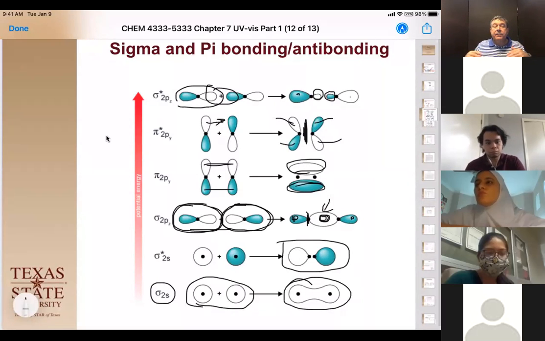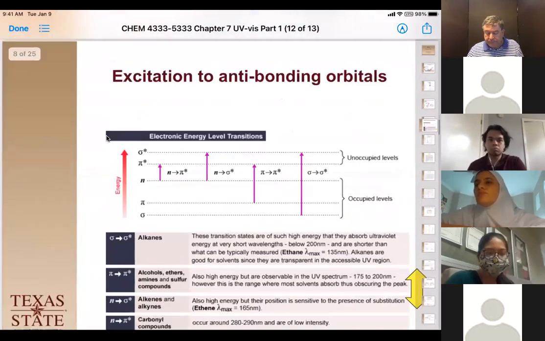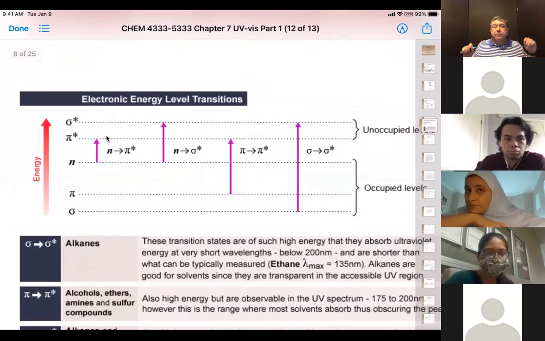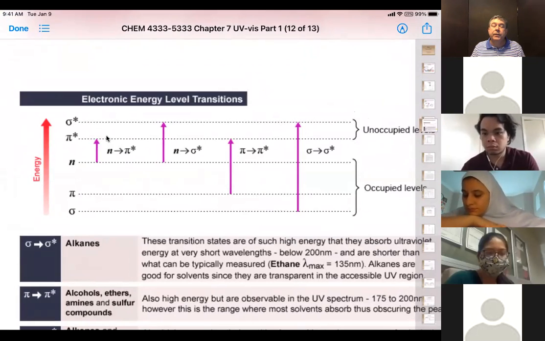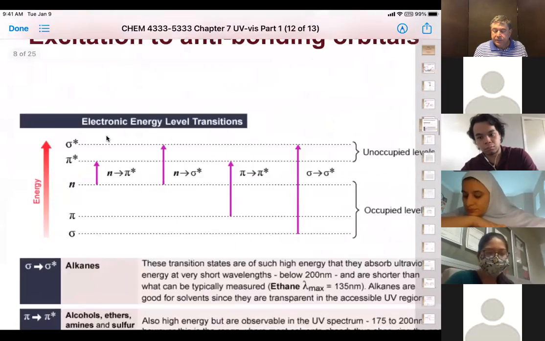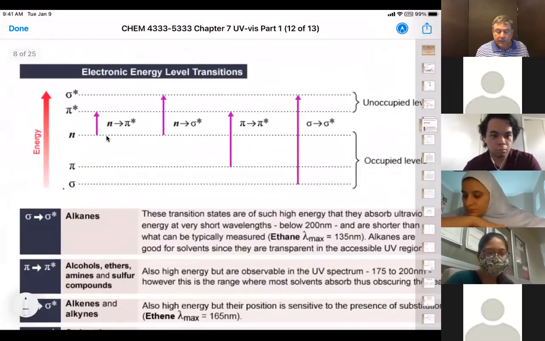Each of these configurations is associated with an increase in potential energy. So what does that look like? I'm going to pull this one up. If we look at a relative energy and the transitions available to us, we start with our sigma bond, right here.